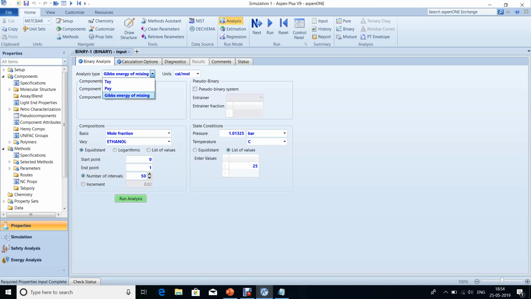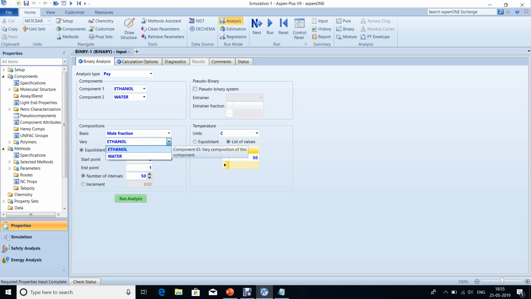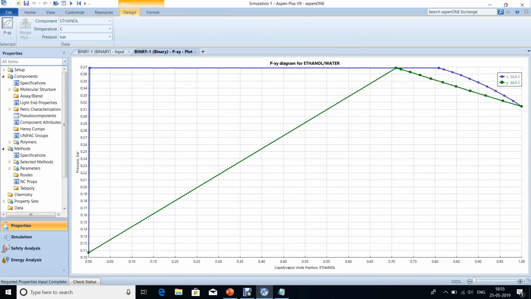So let us first of all see our simple thing, the Pxy diagram. In Pxy, let's say we want to plot it at 50 degrees Celsius, and the mole fraction by default is of the component which is at the top in the specification. I can also change it to water. Now let it be, and I can easily run it to see.